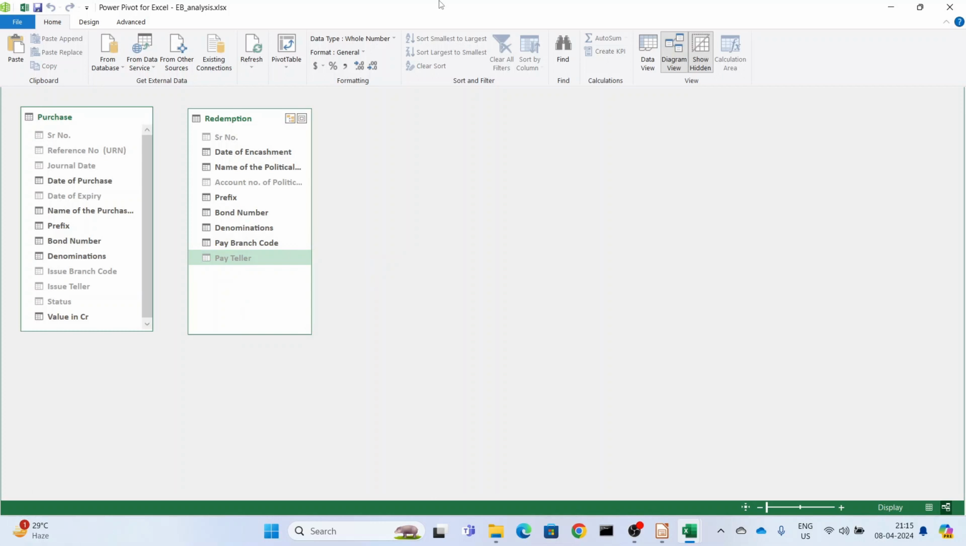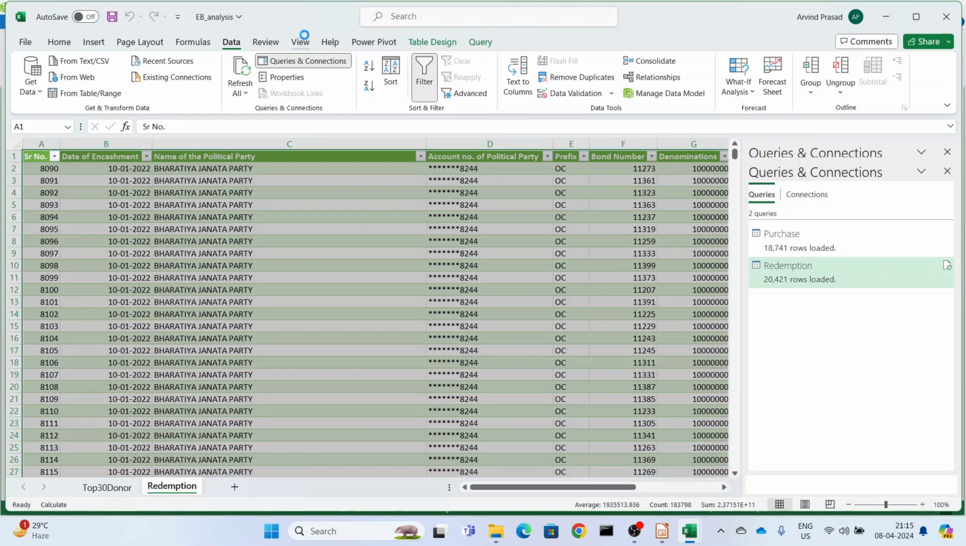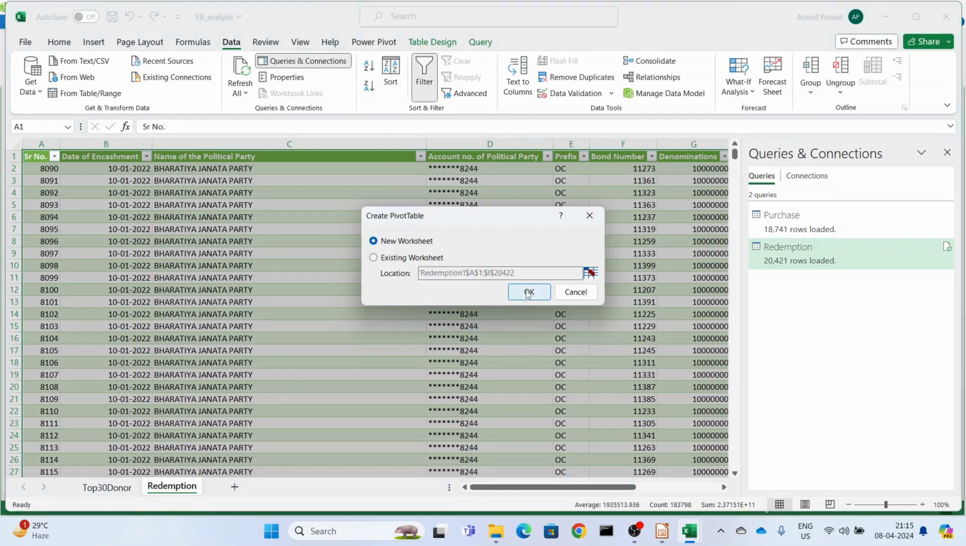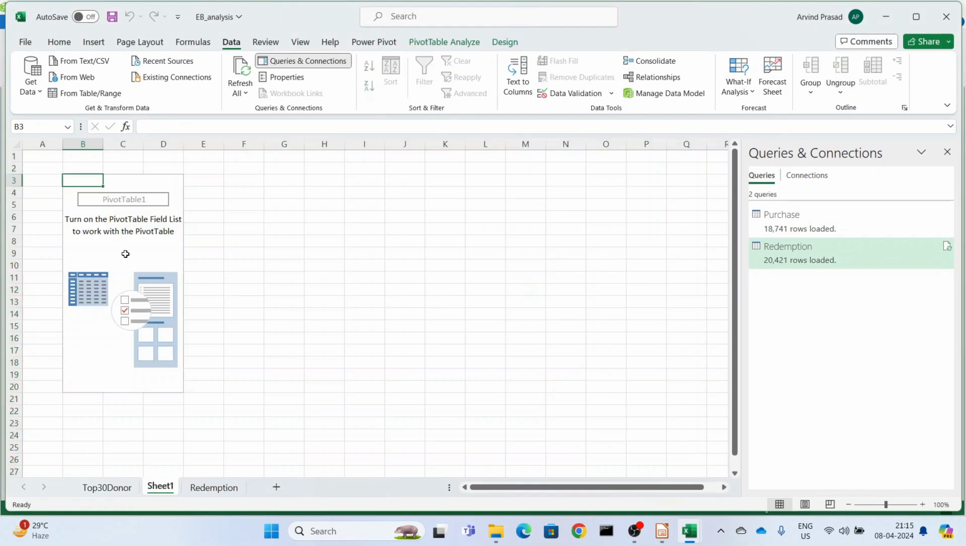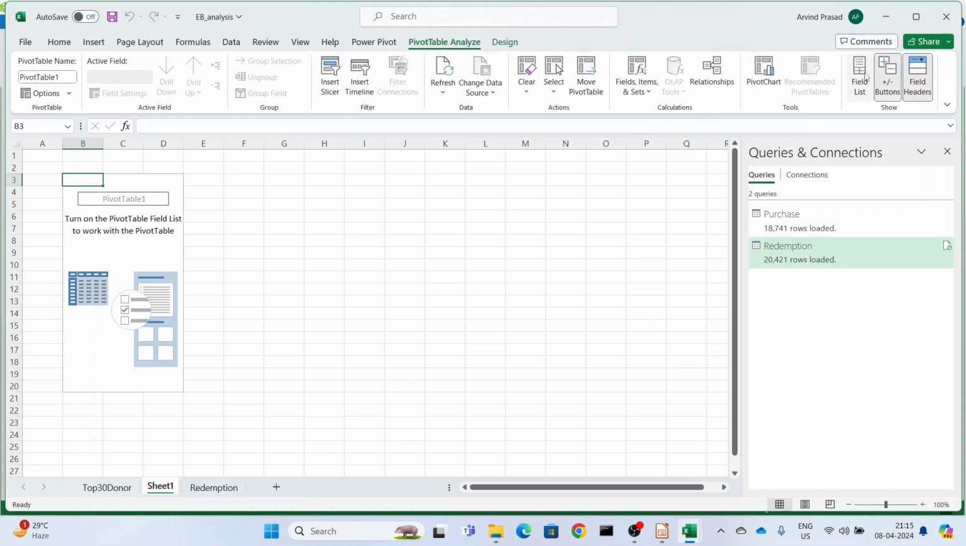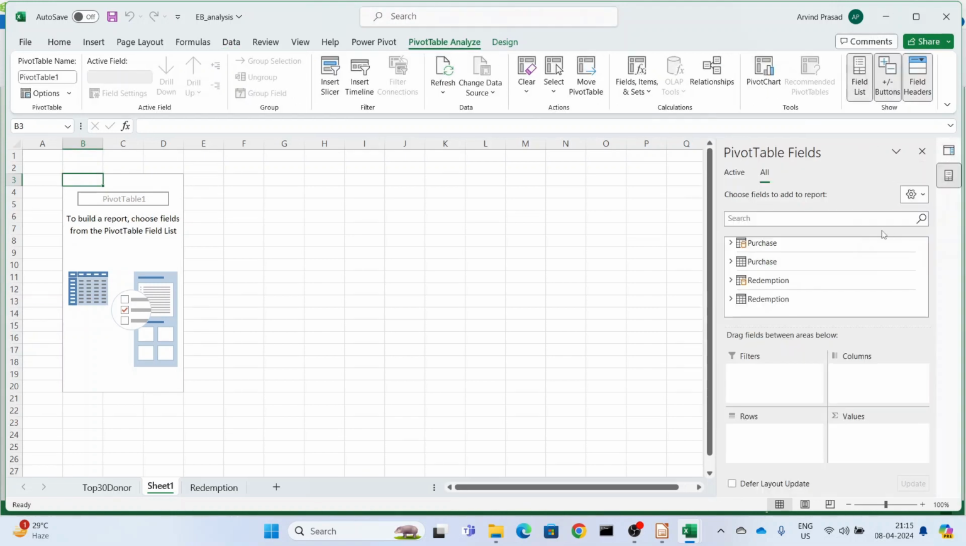And now what we do is we go to pivot tables. So let's now first in the pivot table find out what is the total amount of money that the various political parties have redeemed. So for this, we click on pivot table, new worksheet, and there we are. As you see here, nothing opens. So we go to pivot table analyze and we click on field list. Now this will give us all the fields that are available.